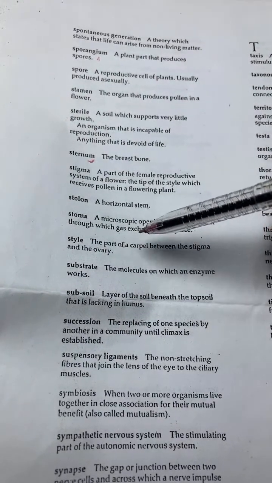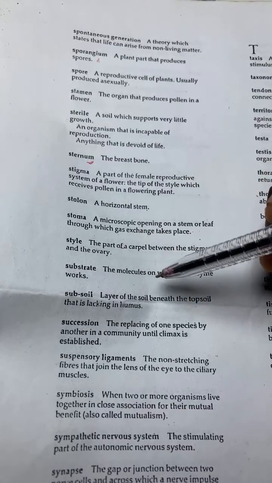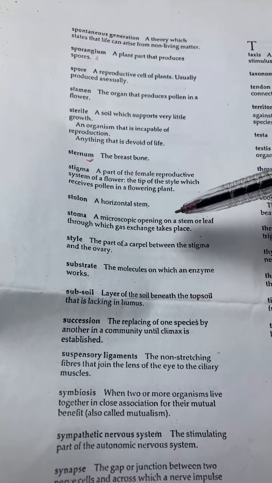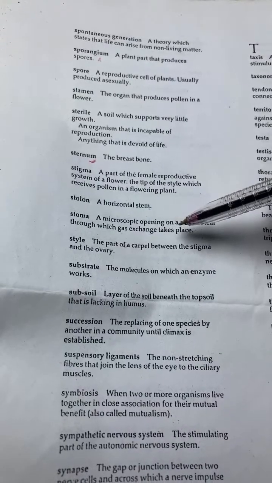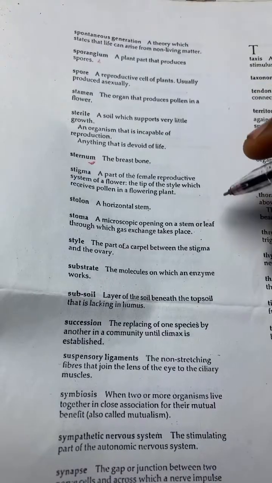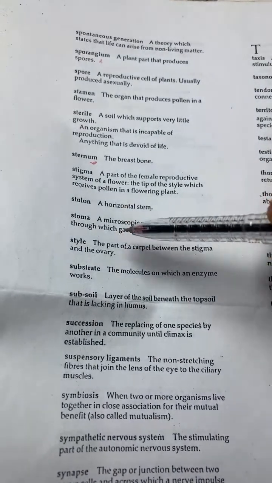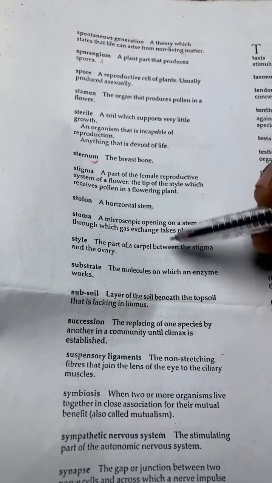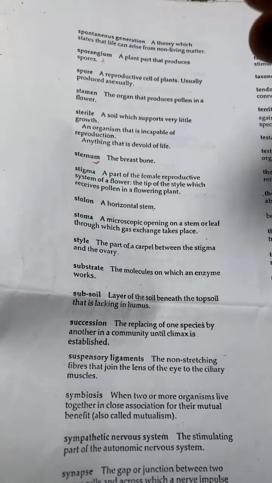Substrates, the molecules on which an enzyme works. Subsoil layer. Subsoil is a layer of the soil beneath the topsoil that is lacking in humus. Now humus is more like those particular materials that make the soil fertile. Dark soils are usually humus soil, loamy soil, per se. Succession, the replacing of one species by another in a community until a climax is what? Established. Continuous replacing.